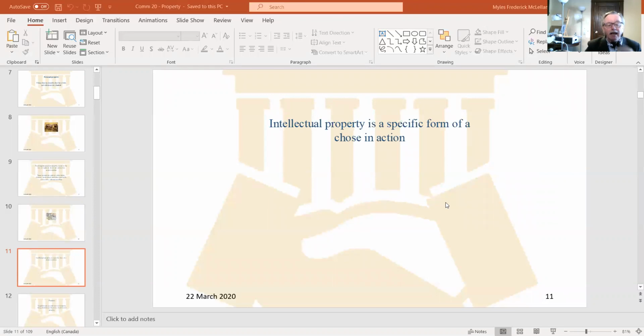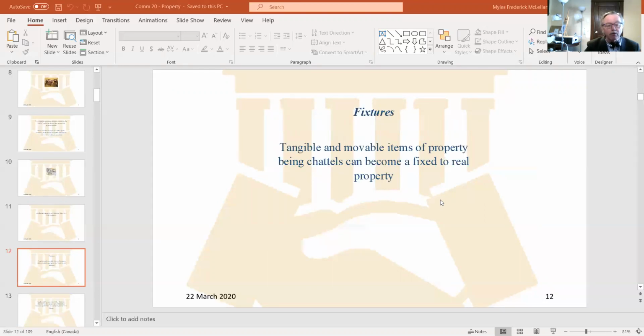All right. Again, intellectual property, which is copyrights, trademarks, and what have you, that's a specific form of a chose in action, which again is a type of personal property.